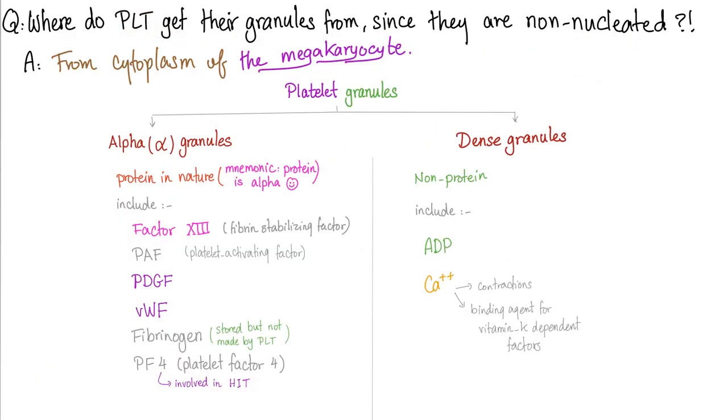Where do platelets get their granules from? Since platelets are non-nucleated, they cannot code for proteins. They don't have DNA, the replication machinery, transcription and translation, etc. They get their granules from their parent, the cytoplasm of the megakaryocyte. As you know, platelet granules are alpha granules and dense granules, and I've talked about these granules in my video called Platelet Structure, the second video in my series on bleeding and coagulation disorders.